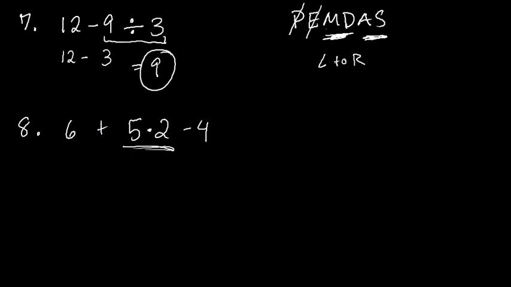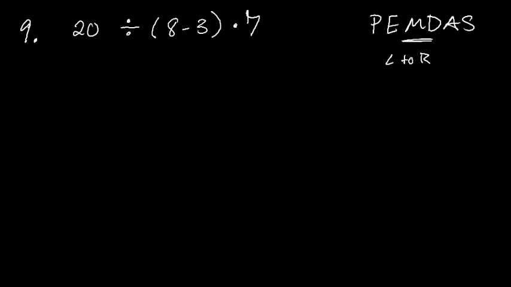Here I see multiplication, so I'm going to go ahead and carry down my 6. 5 times 2 is 10. And then I'm going to subtract my 4. So moving left to right again, breaking down my steps, 6 plus 10 is 16, minus 4, which is 12. That is my final answer. And number 9, this one does have some parentheses here, so I'm going to need to be dealing with that first. So I'm going to carry down my 20 divided by, and 8 minus 3 is 5.